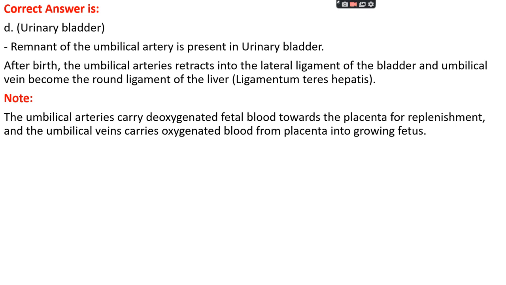Note that, unlike pulmonary arteries and pulmonary veins, in the case of umbilical arteries and umbilical veins, the arteries carry deoxygenated blood and the veins carry oxygenated blood. Umbilical arteries carry deoxygenated fetal blood toward the placenta for replenishment, while the umbilical vein carries oxygenated blood from the placenta into the growing fetus.